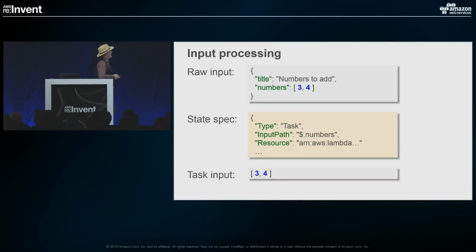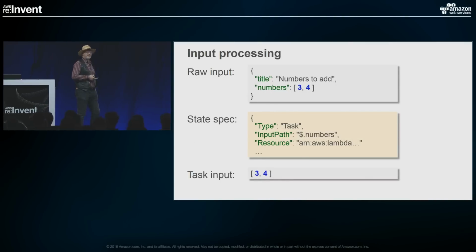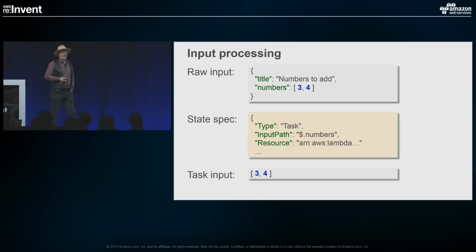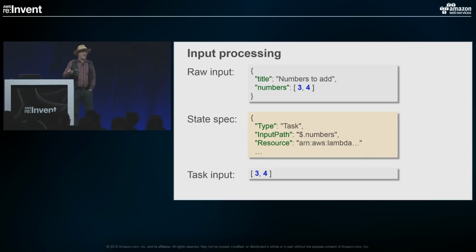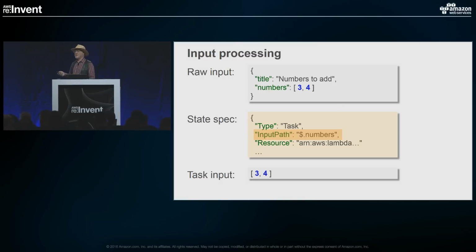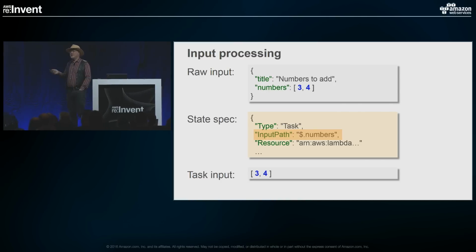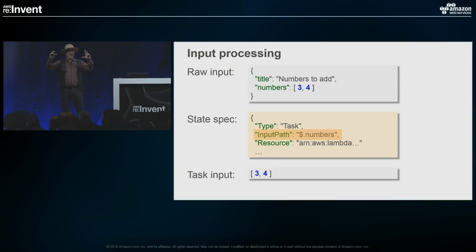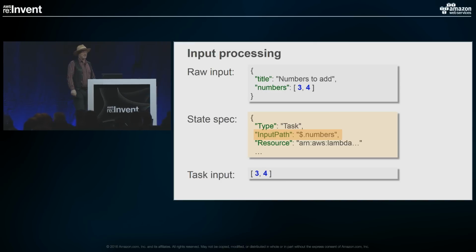So suppose I have a Lambda that can add up an array of numbers. That's all it can do, OK? And I have a task state there in the middle. But the input to this state is a nice little JSON object with a title and another field, which is the array of numbers. And so what you can do is in the specification of the state, you can say input path. What that means is that it just pulls out the array of numbers, and the Lambda function, all it ever sees is the square bracket 3, 4, close square bracket, which is what it knows how to handle.